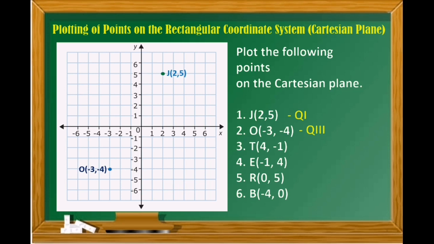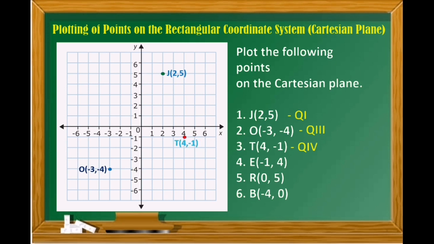T has the coordinates (+4, -1). Here, x is positive and y is negative. Therefore, point T is located in the fourth quadrant. Starting at the origin, we have to move 4 units to the right and 1 unit downward. There! That's the location of point T.